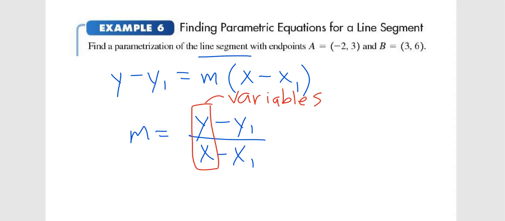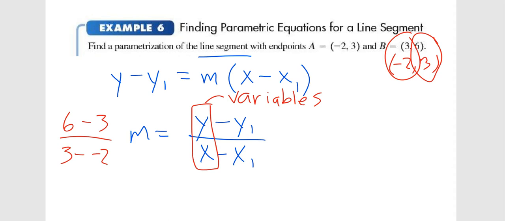Now, we know how to calculate the slope. So I'm going to take these two coordinates, -2, 3, and 3, 6, and we're going to find the slope. So what do we do to find the slope? Subtract the y values, right? Difference in the y values over the difference in the x values. You learned that a long time ago, the rise over the run. So that is what? That is 3/5.